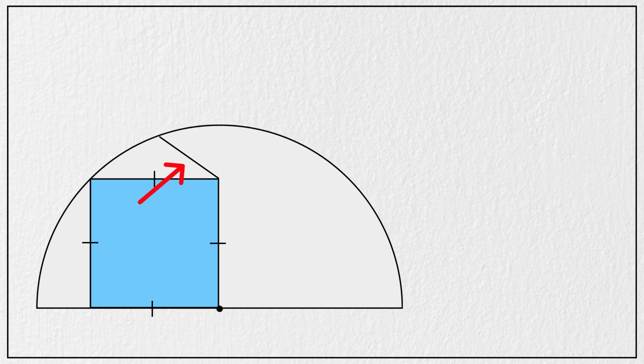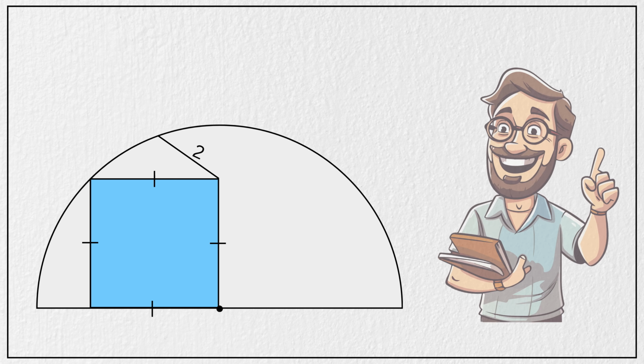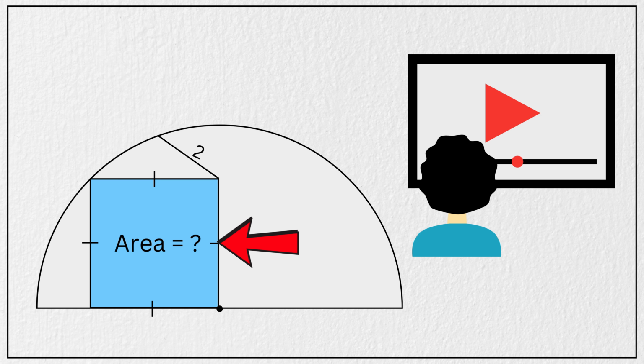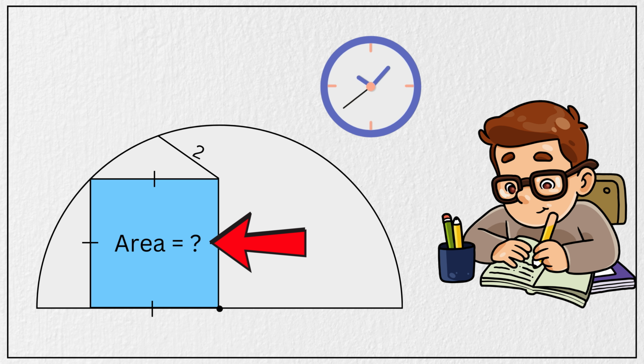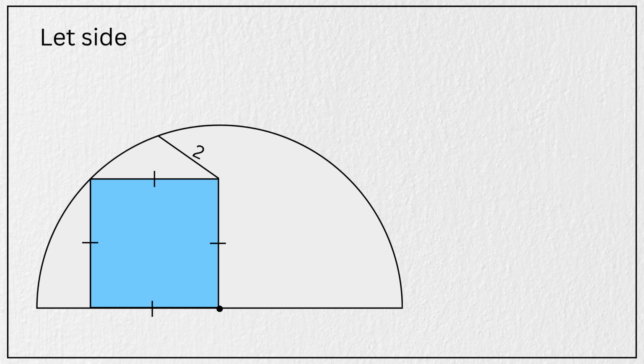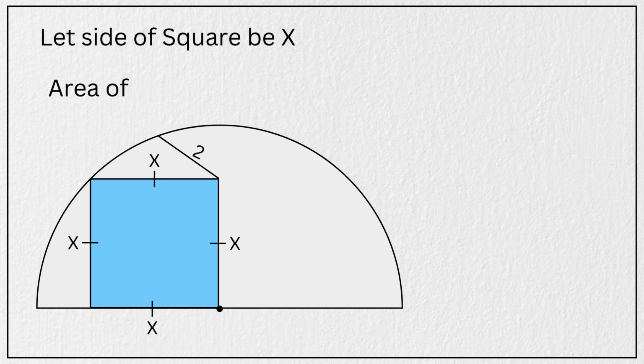And this slant height is given as 2 units, and our goal is to find the area of this blue shaded square. You can pause and take a moment to think about it. Alright, let us solve it together. Let us suppose the side length of the square is x units. That means the area of this blue shaded square will be equal to x squared, right?